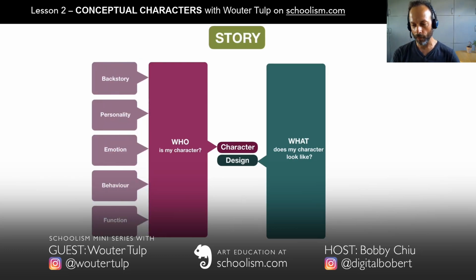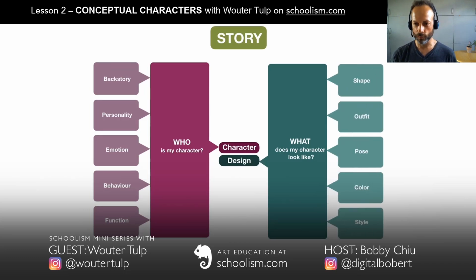So then there's a left column of the toolbox that deals with all the elements where we can ask questions about who the character is, starting with the story, but also the personality, the behavior, the emotion, everything that has to do with who the character is. And then the opposite side deals with what the character looks like. So that has to do with the shape, the outfit, the poses, color, style.